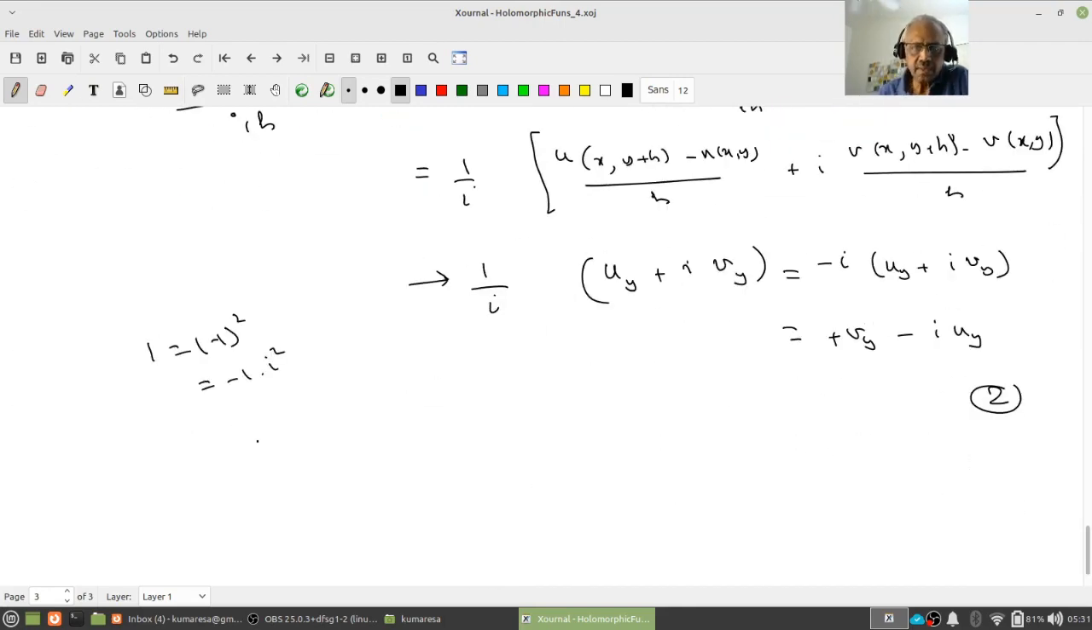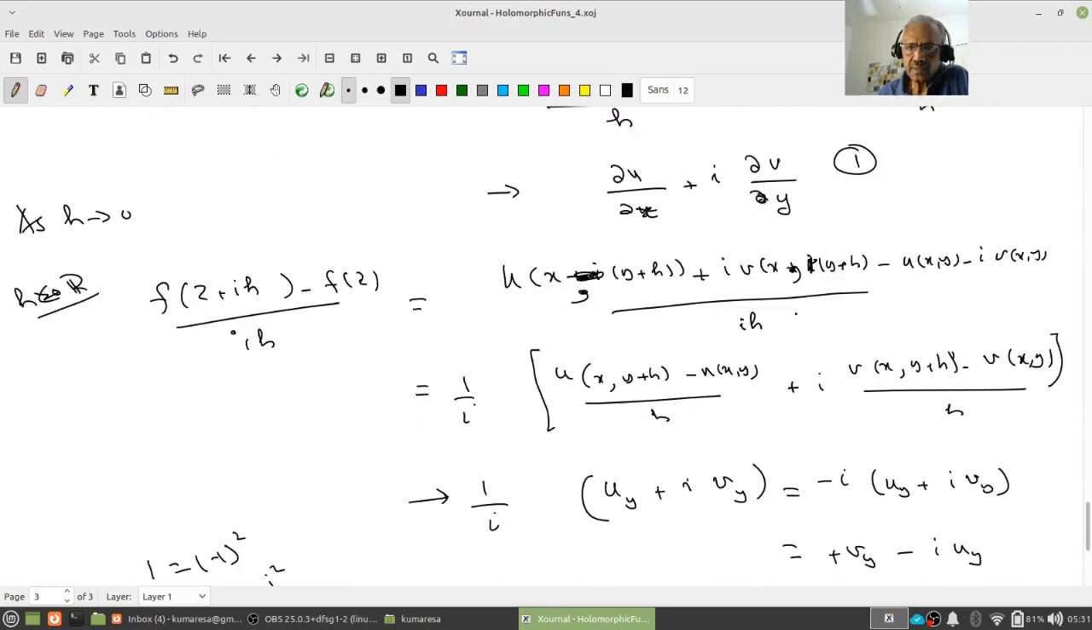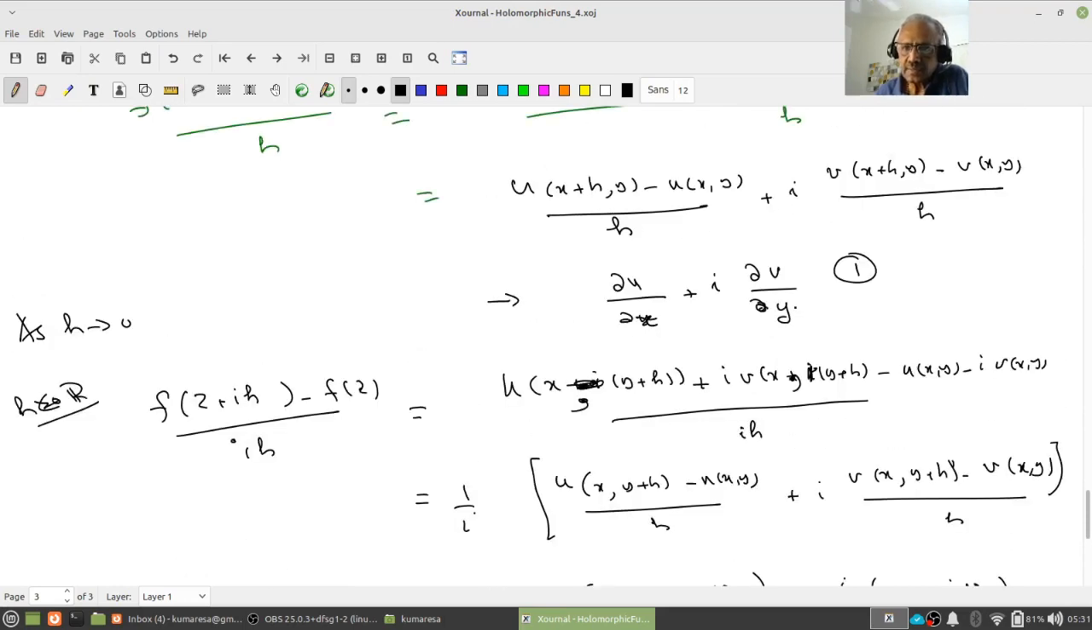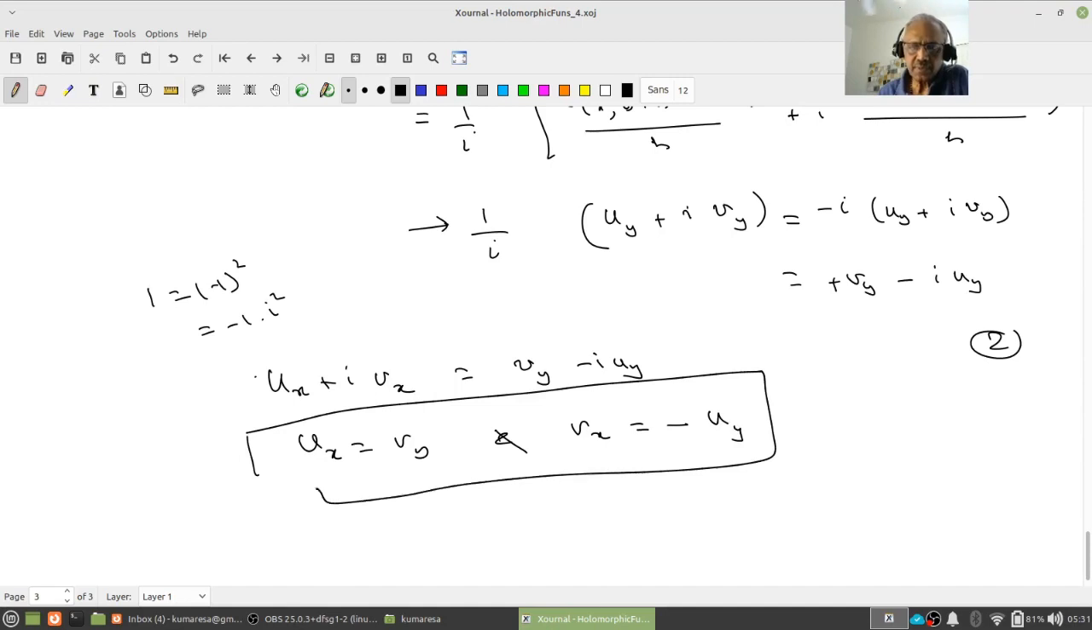So I got ux plus i vx, this is with respect to x, and that is equal to vy minus i uy. So again, equate: ux equals vy and vx equals minus uy. So this is the Cauchy-Riemann equation.